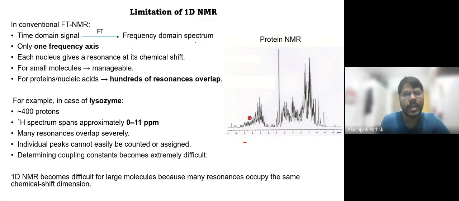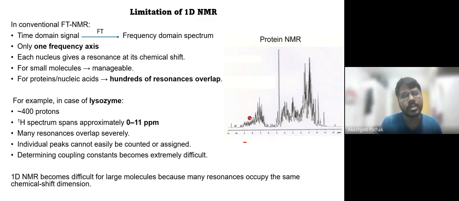The limitation is that for small molecules, proton NMR or 1D NMR experiments are manageable. We had seen how we can identify the protons present in vinyl chloride or in ethanol, small molecules having only 2 or 3 carbons and 7 or 8 protons. For such small molecules, proton NMR can provide information, or we can deconvolute the peaks and understand which peaks are arising from which protons. So for small molecules, it is manageable.